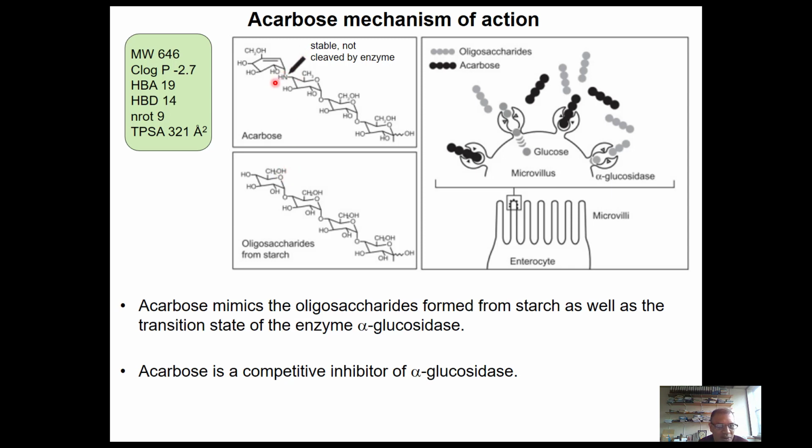So this bond is not a glycosidic bond, so it's stable and it's not cleaved by the enzyme. And that is important because that means the drug will not be destroyed rapidly by the enzyme that it's trying to inhibit. And to aid enzyme recognition, you can see features within Acarbose that allow it to bind with a high affinity because it looks like the transition state of the hydrolysis.